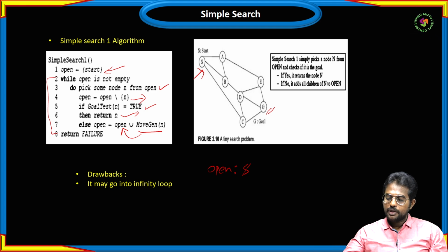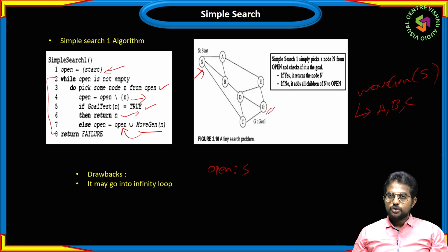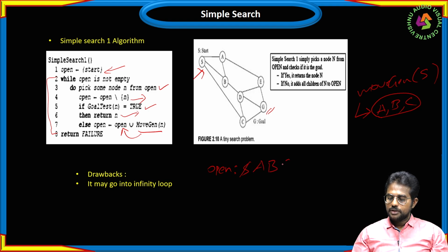So if we apply moveGen on S, the output will be: the adjacent vertices for S are A, B and C. When we apply the moveGen function, we will get A, B and C. These three will be added to open. So after deletion of S, A, B, C will be added.